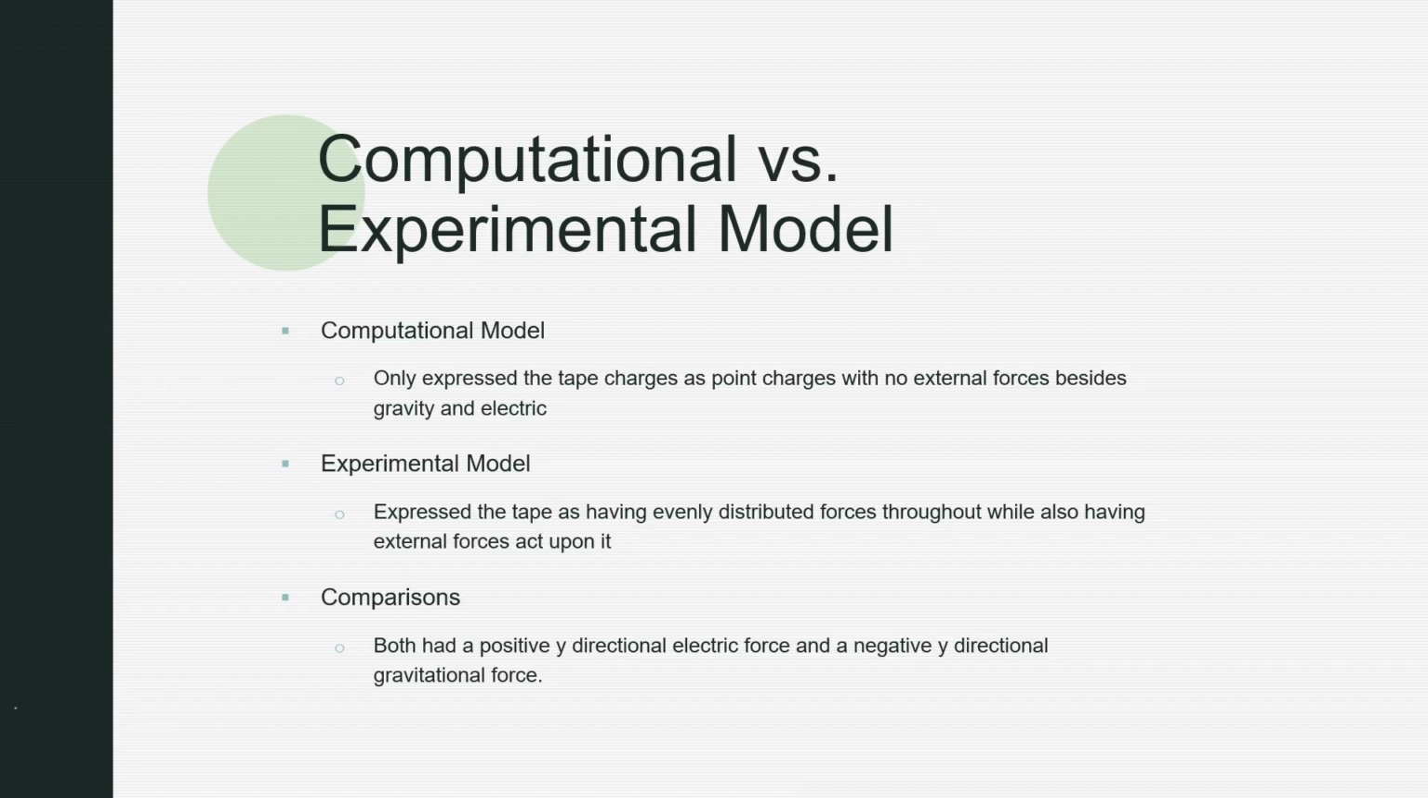The computational model treats the tape as a point charge with only electric and gravitational forces, whereas the experimental model accounts for the tape's distributed charge and external forces and distributes the forces evenly. However, both models showed a positive electric force and a negative gravitational force in the y direction.